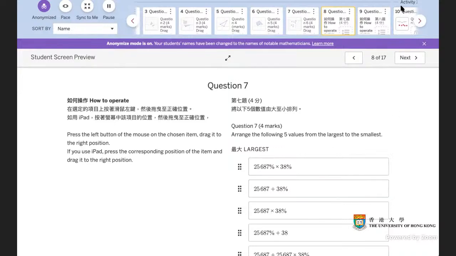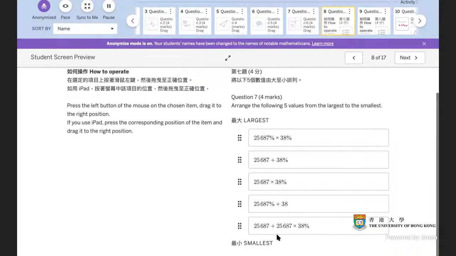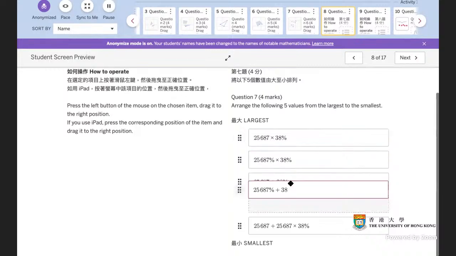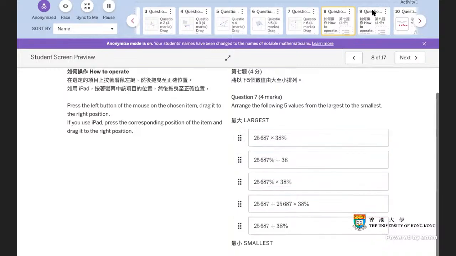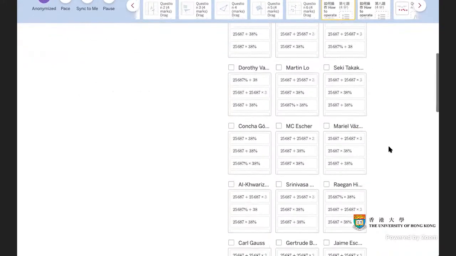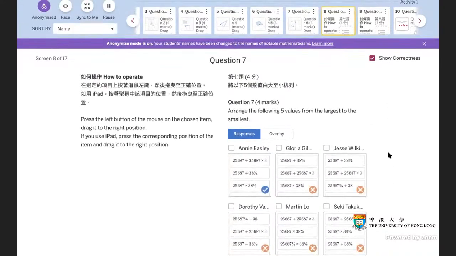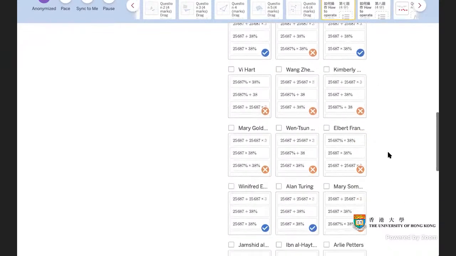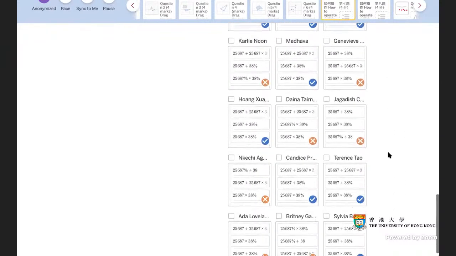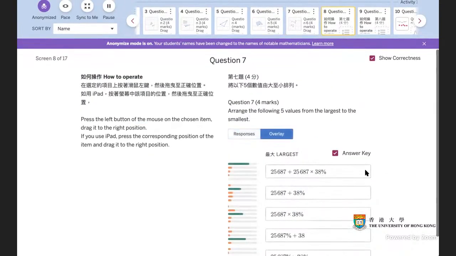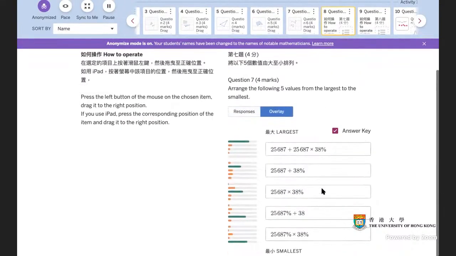We are asked to arrange these expressions from largest to smallest. The students can easily move around these numbers and arrange them. Here are the results. These are the individual students' results, and then you can check the correctness. You can roughly see how many students are correct in these cases. And then here is the overlay. In the overlay, you can find which 2 expressions are more difficult for the students. Generally, the biggest one and the smallest one are relatively easy for students to determine.